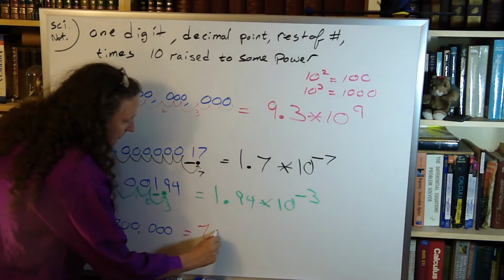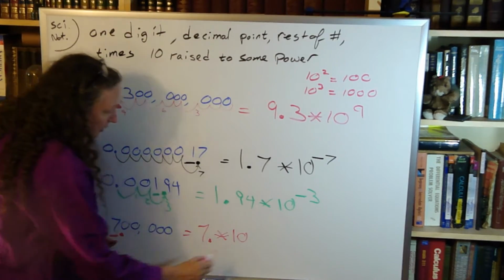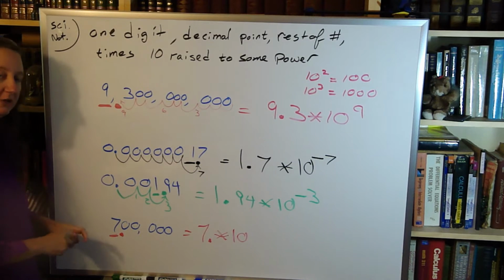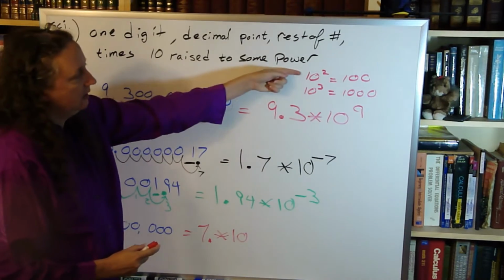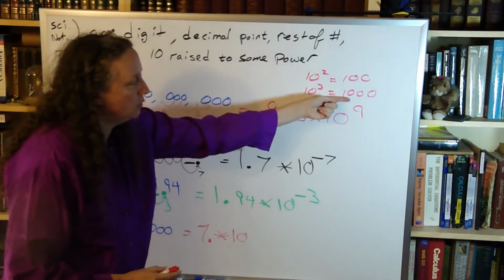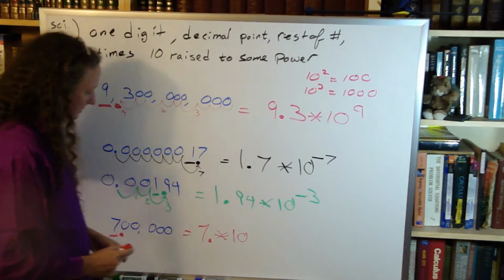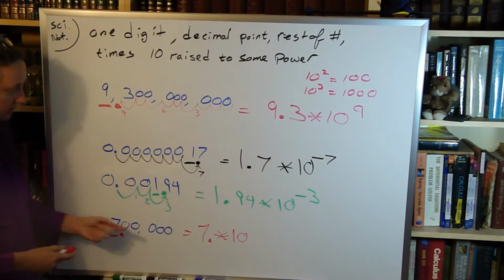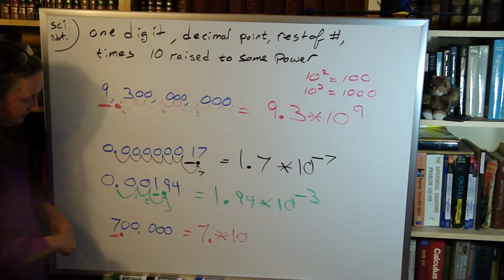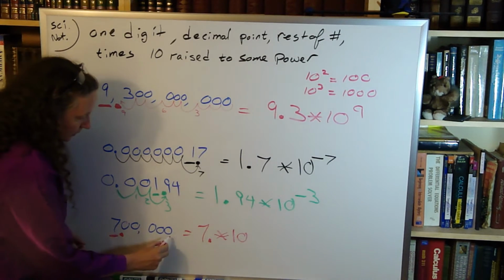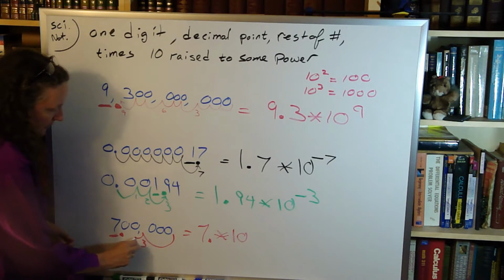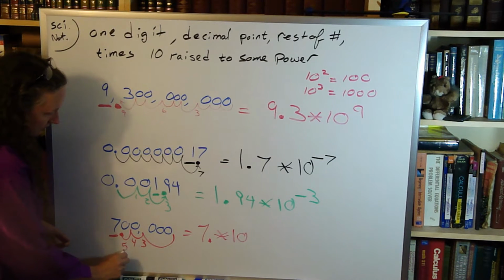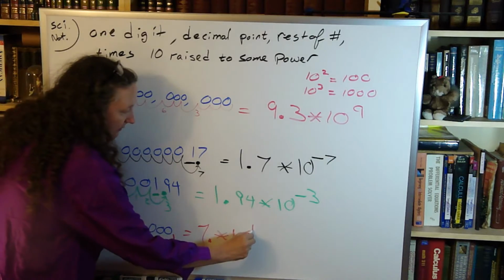Times 10 raised to a power. Is my exponent going to be positive or negative? The bigger the exponent, the more zeros, the bigger the number. This is a big number. It's going to be positive. How many places? What is my exponent? So I'm going to do that shortcut. There's 3 right there. 4, 5. My exponent is 5.